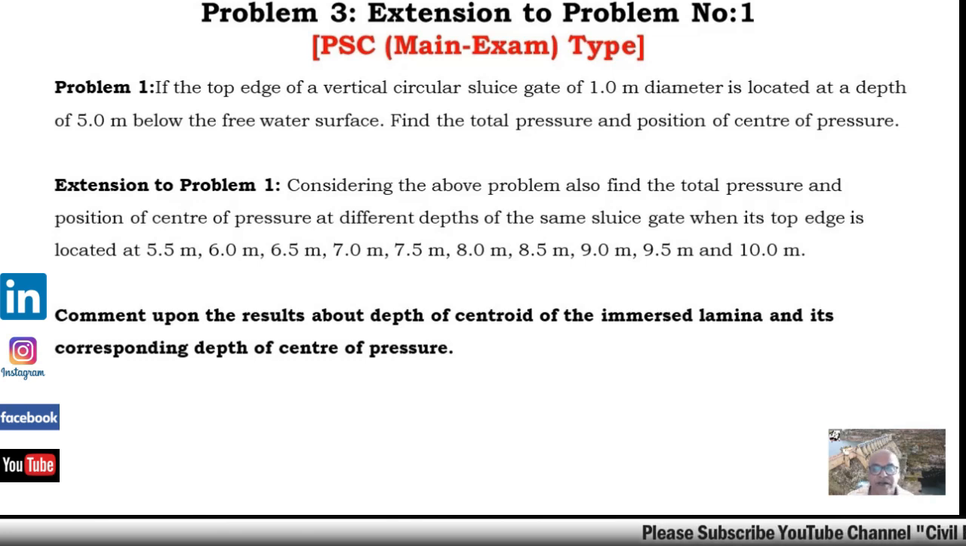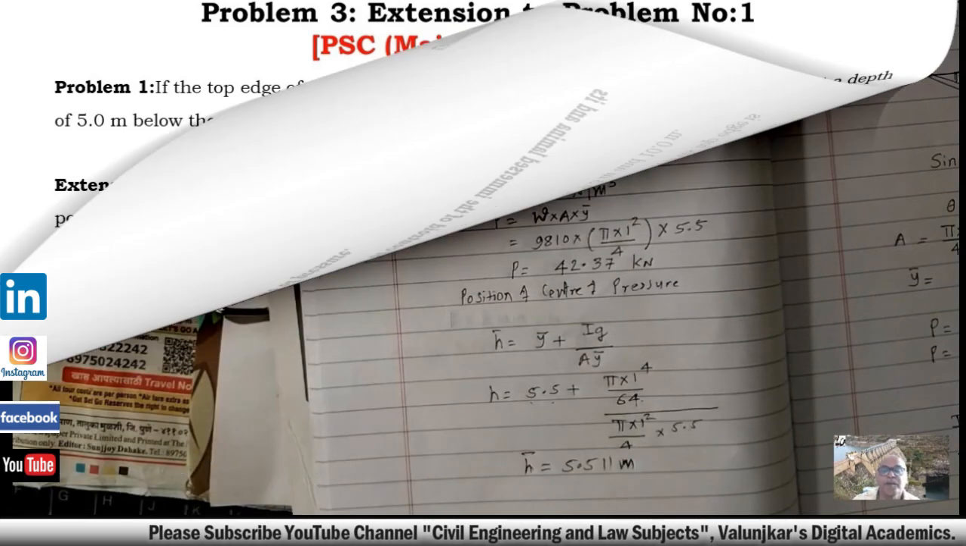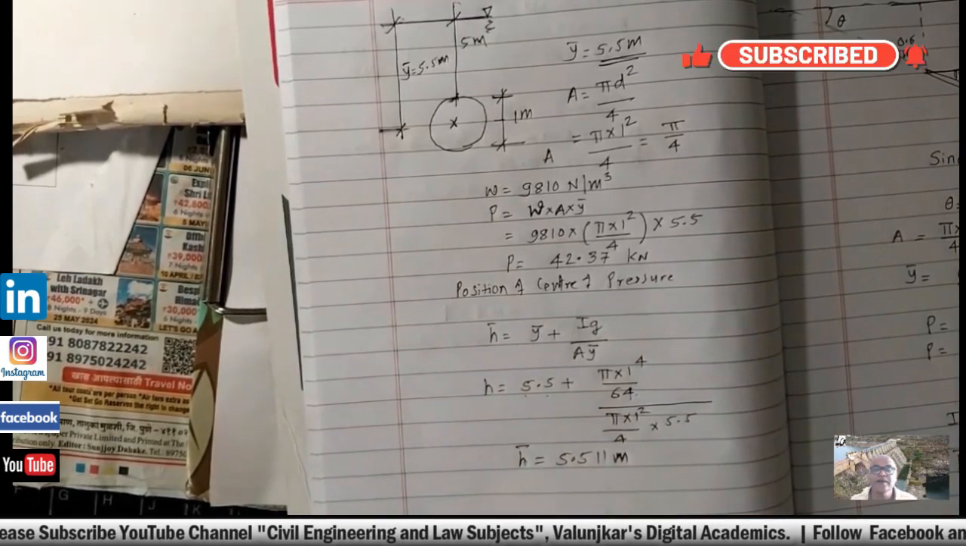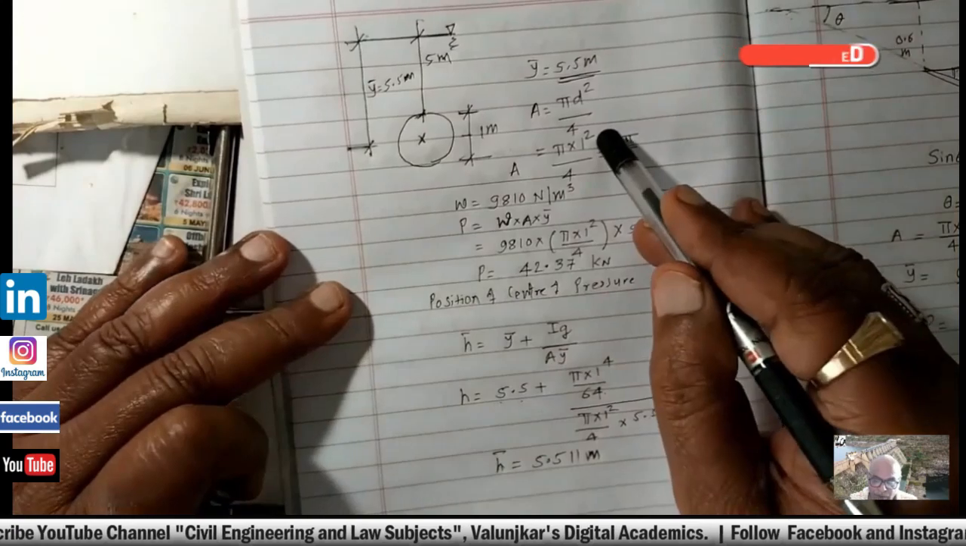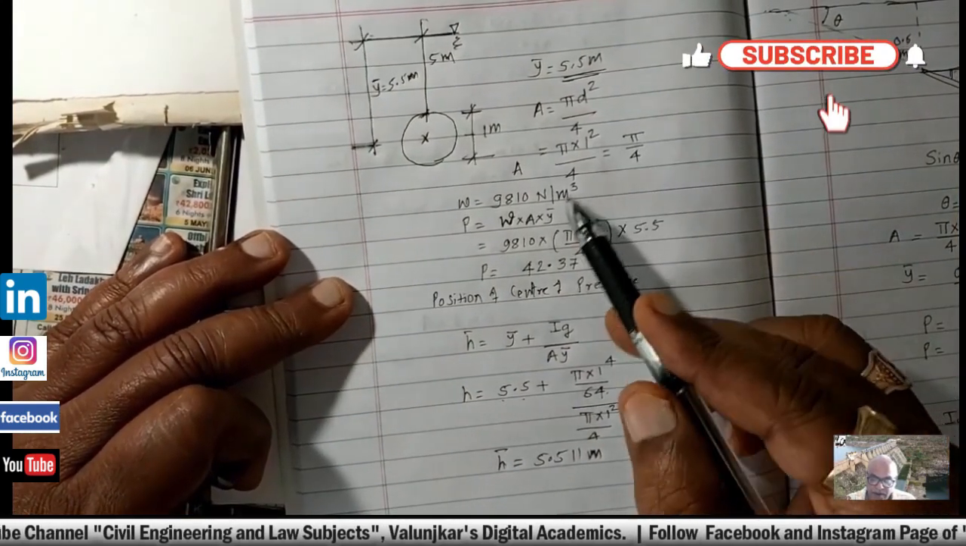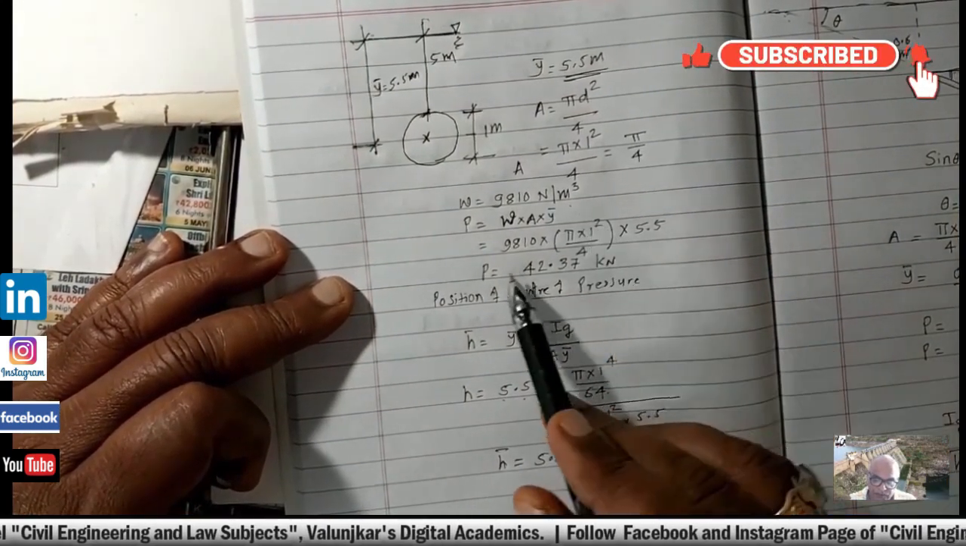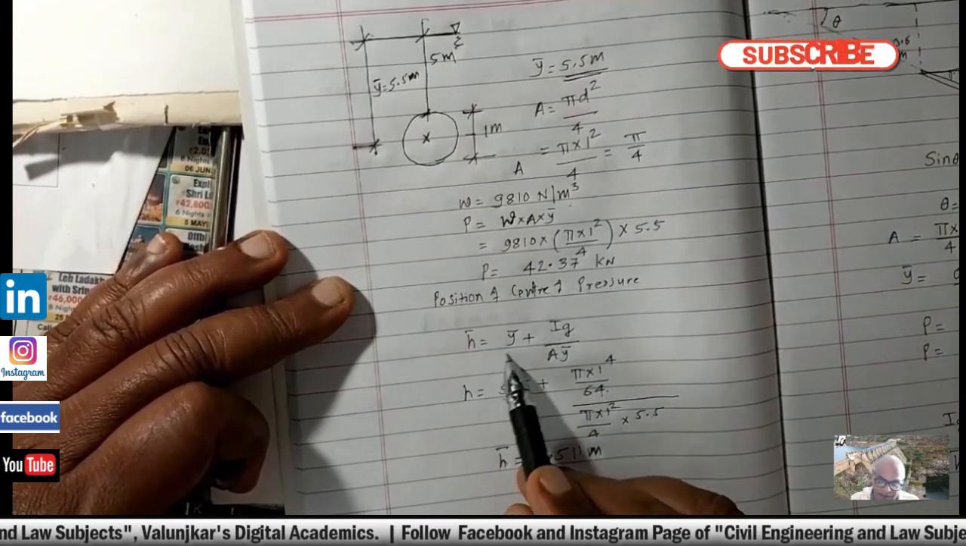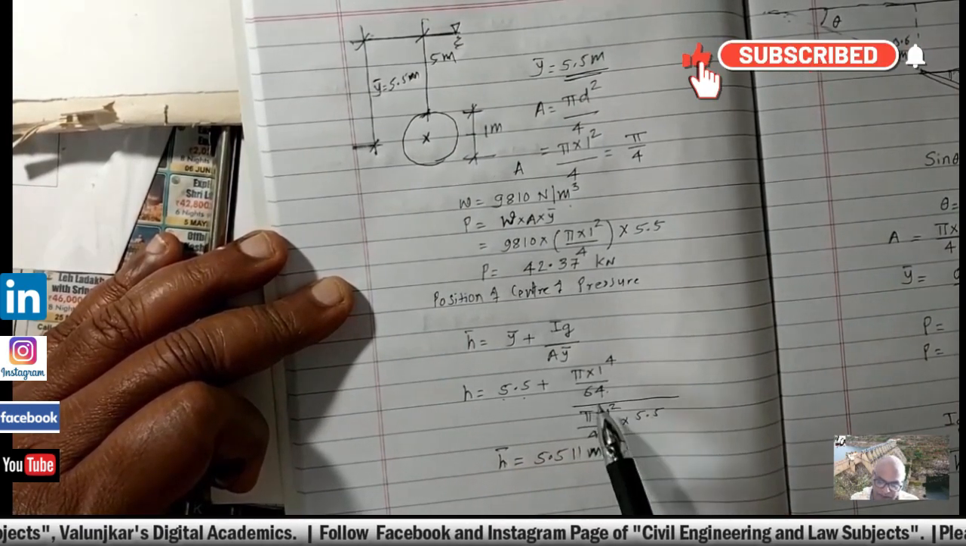In short, they want the relationship between the depth of centroid and the depth of center of pressure and the total pressure, the effect on total pressure when the depth is increased. So let us solve. We already solved such type of problem. First of all, Y bar we got as 5.5 meter, A we got as pi d square upon 4. Then W is equal to 9810 and P is equal to 42.37 kilonewton we found. H bar is equal to Y bar plus Ig upon A Y bar.